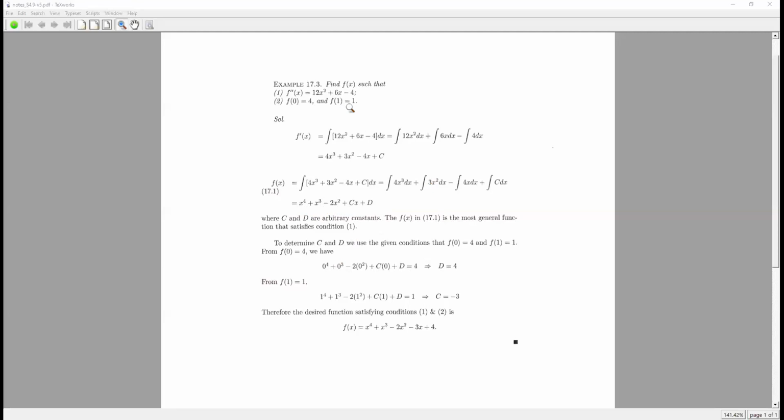The second equation in condition 2 says the function value at 1 is 1. So plug in 1 for x here, and set the result to 1 to get this equation. d is 4. So solve this equation for c. We get c is -3. Okay, now c is -3 and d is 4. So the function that satisfies these two conditions is this function.